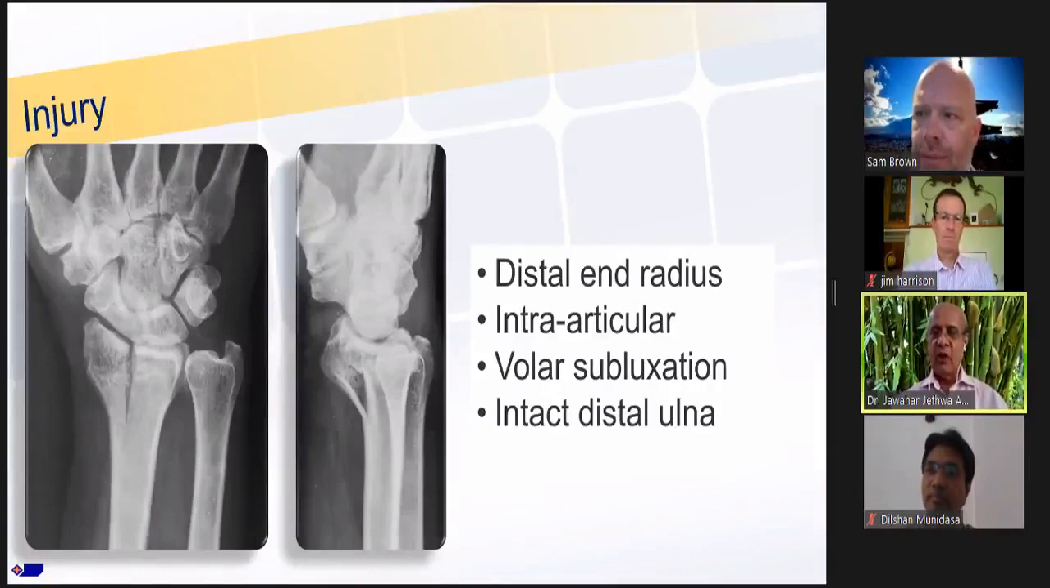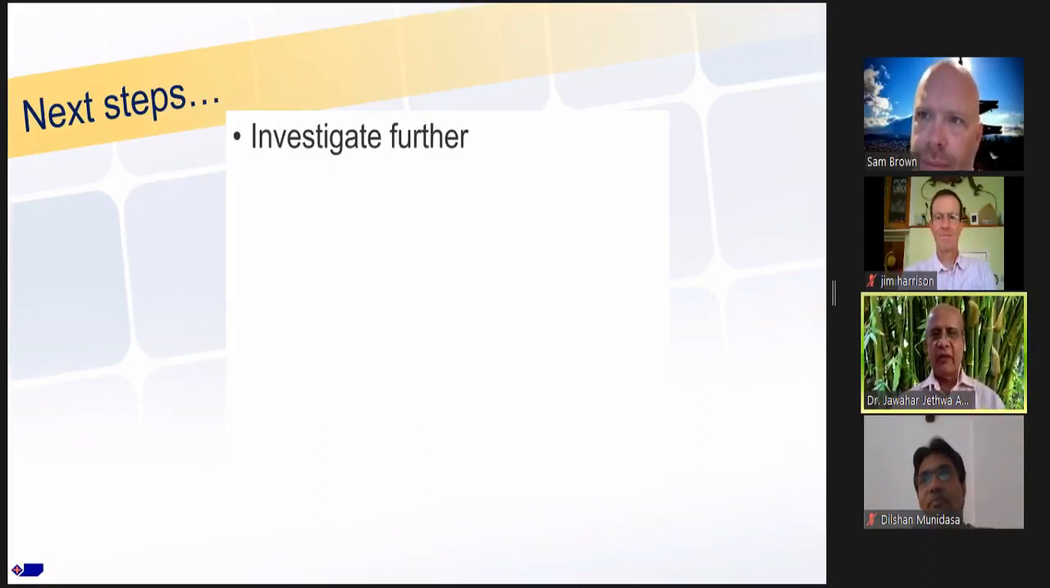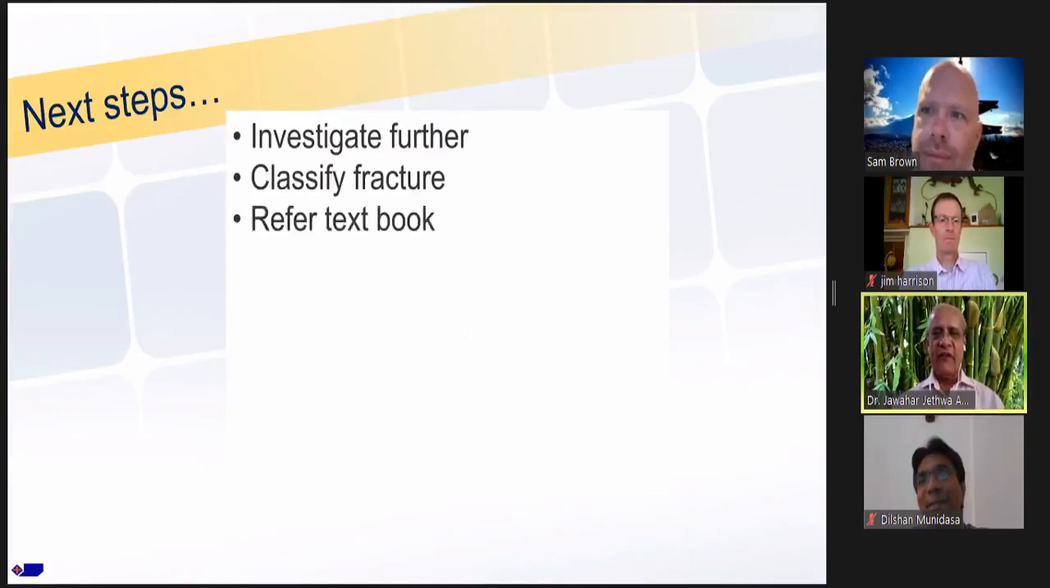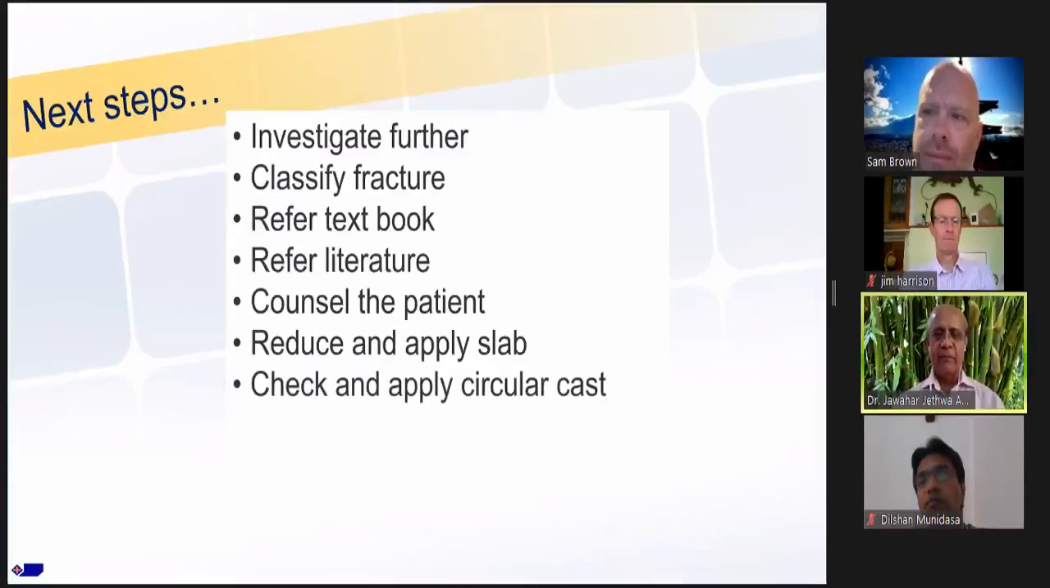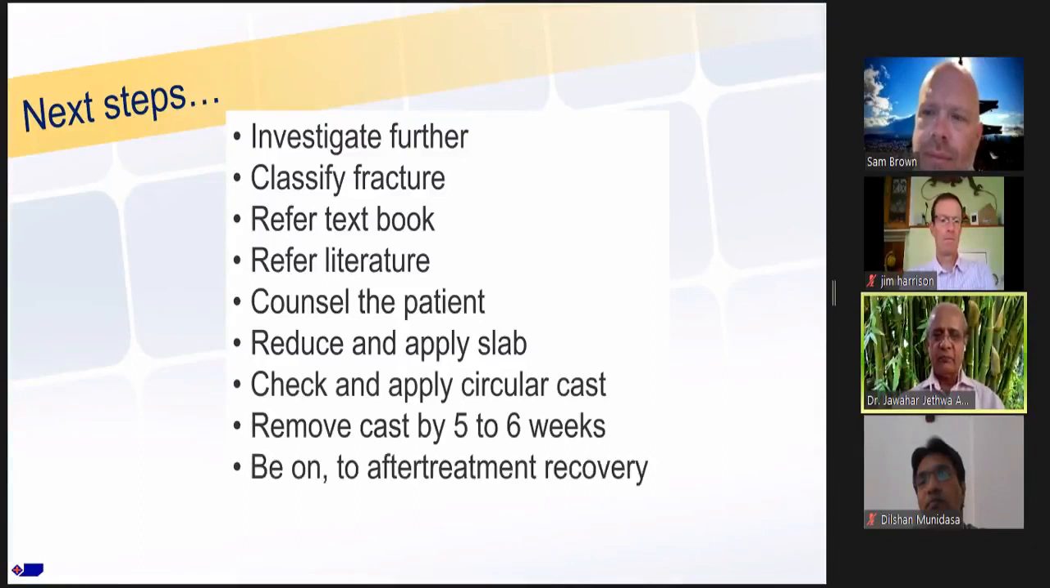That's very important. So what I did, I thought, what could be my next steps, because he doesn't want operation. So I thought, let us investigate further, classify the fracture, refer textbook, refer literature, counsel the patient, reduce and apply slab, check and apply circular cast, remove cast by 5 to 6 weeks, and absolutely I need to be on to him after treatment for the recovery. Because something which is done against my will, I have to be very careful, and every time I have to remind the patient that this is something which can go wrong.